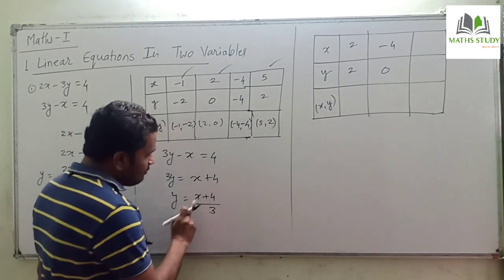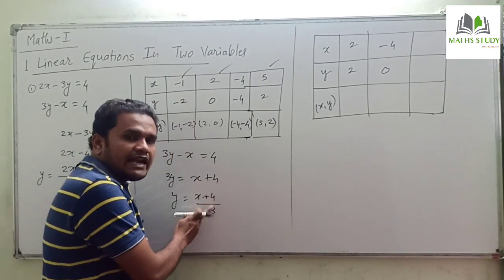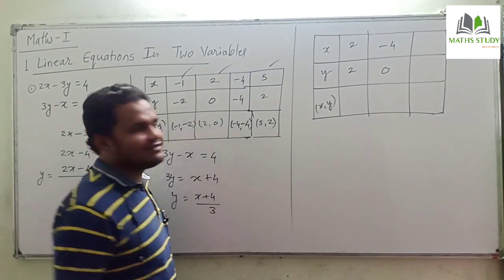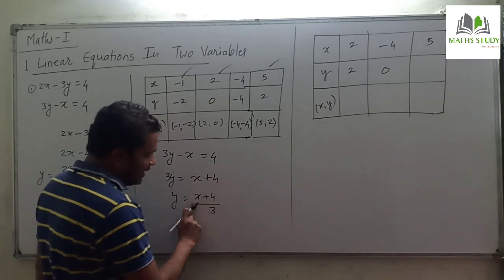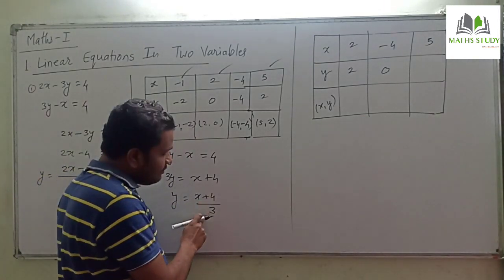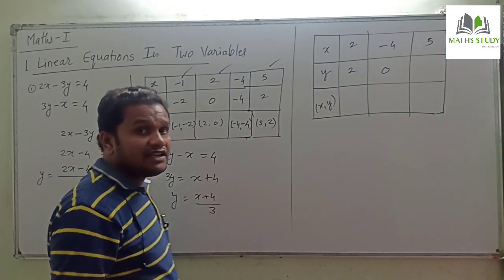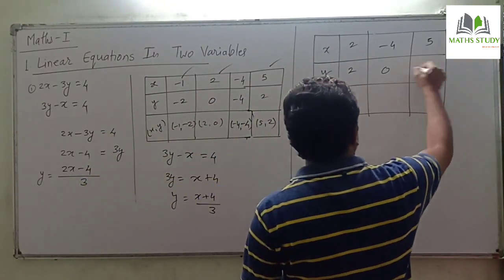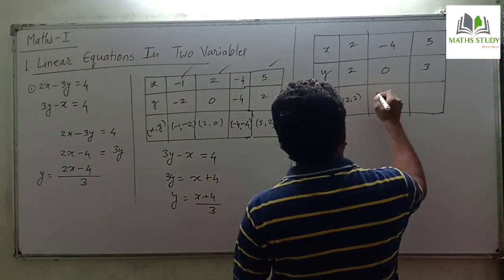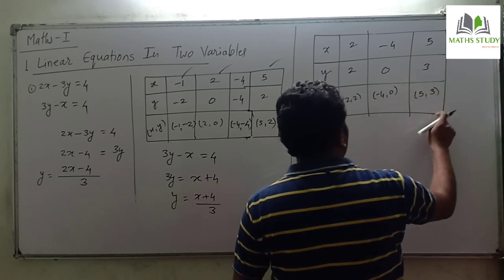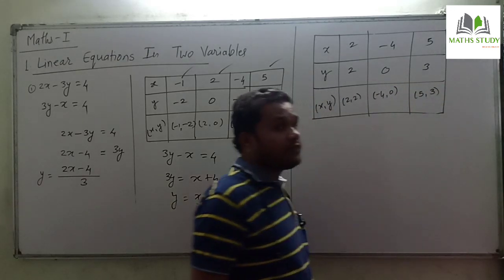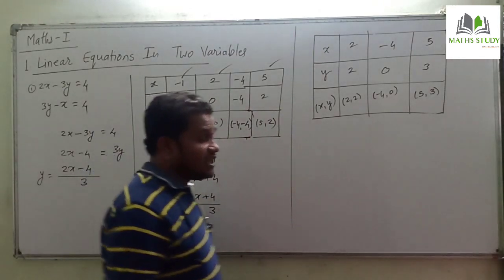So, the next number, I think I should take 5. 5 is easy. Why? Because 5 plus 4 is 9, and 9 by 3 is 3, since 3 threes are 9. So I put here 5, add them, 5 and 4 is 9, 9 divided by 3, the answer is 3. So the points are 2, comma 2; minus 4, comma 0; 5, comma 3. In this way.